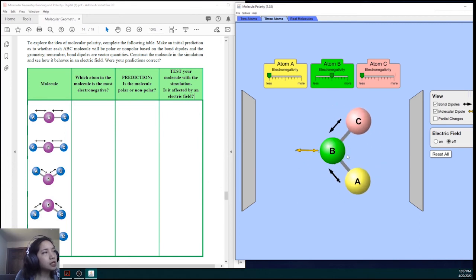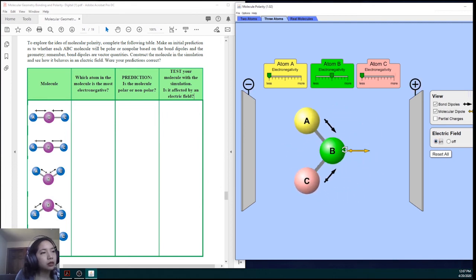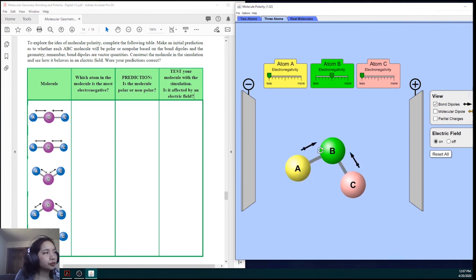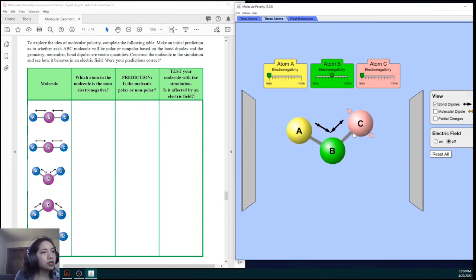And then now let's test our molecule with the field. There we go. Look at that. I'll take away the molecular dipole. All right. Okay, so that's how that one works. And then finally, the last one, A, B, and C. Let's turn that off. A, B, and C, so it wants it like this, but it doesn't want any arrows. So that means all A, B, and C should have all the same electronegativity. So I can either make them all like this, or maybe I could do like this. It doesn't matter, as long as they're all the same.